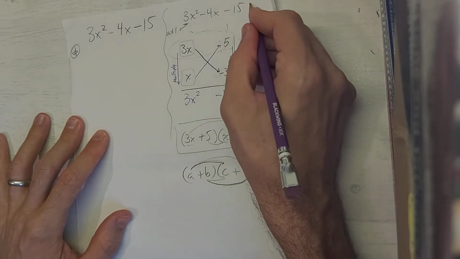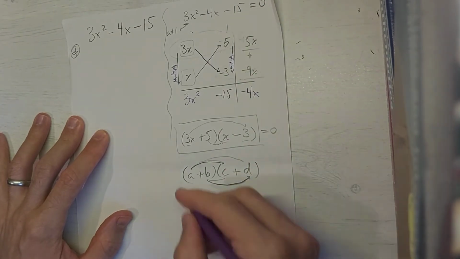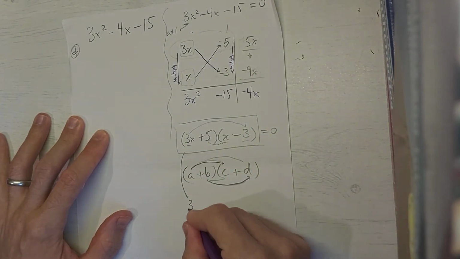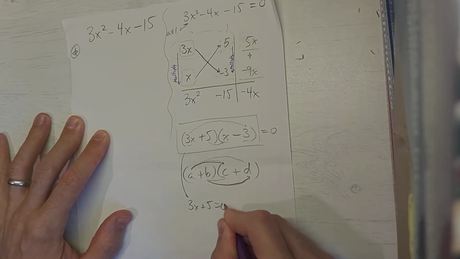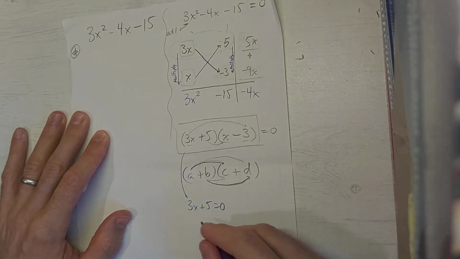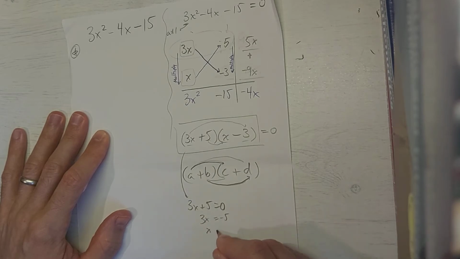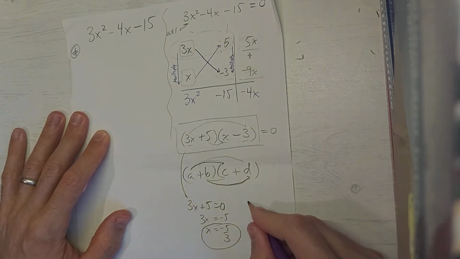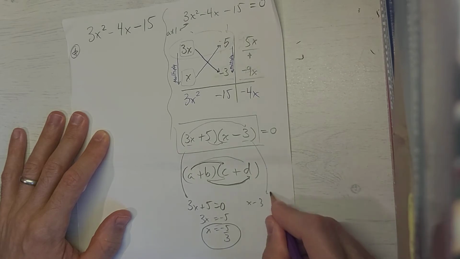And then if I'm solving an equation, then of course I need to do 3x plus 5 equals 0, which is 3x equals negative 5, x equals negative 5 over 3, so that's one solution, right? And x minus 3, the other bracket, equals 0, x equals 3.